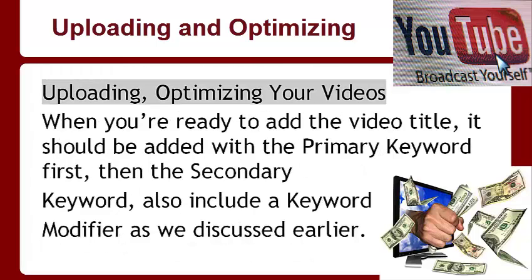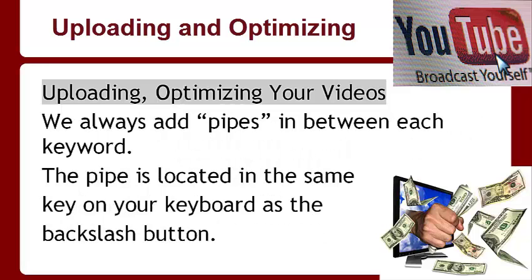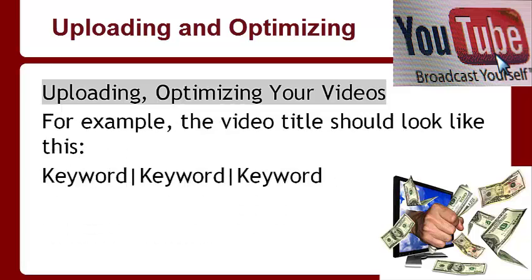Now, when you're ready to add the video title, it should be added with the primary or the buyer keyword first, the main one. Then, of course, your secondary, as well as all the keyword modifiers as we discussed earlier. So we also like to add pipes in between each keyword, and that's mainly when you're adding your tags. Now, the pipe is located on the same key on your keyboard as the slash button, so you can easily find that. For example, the video title should look something like this, with your keyword and then a pipe, and then keyword, then a pipe, and then another keyword.